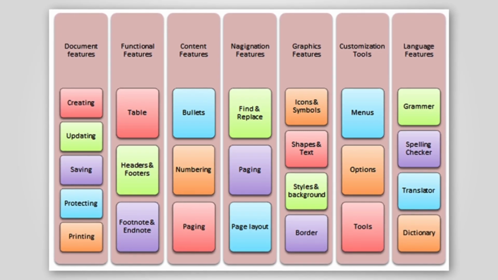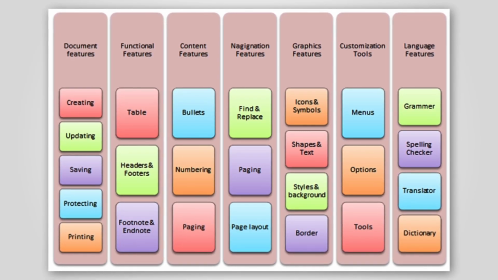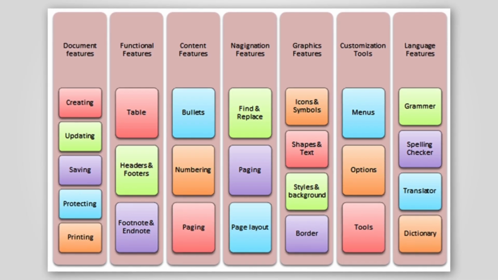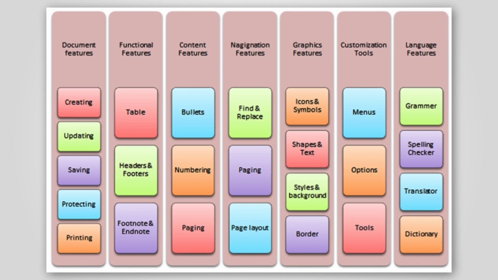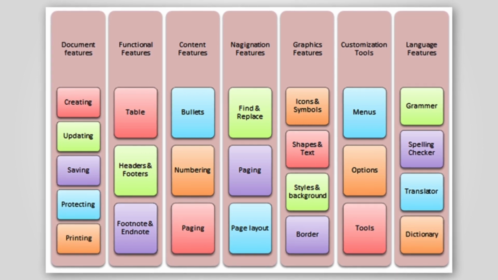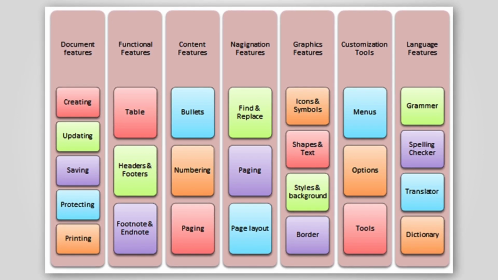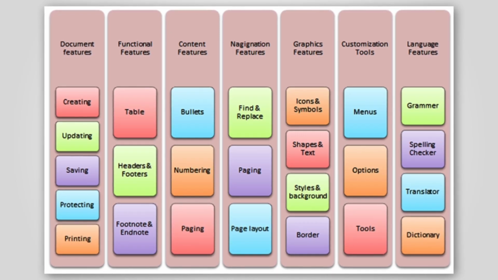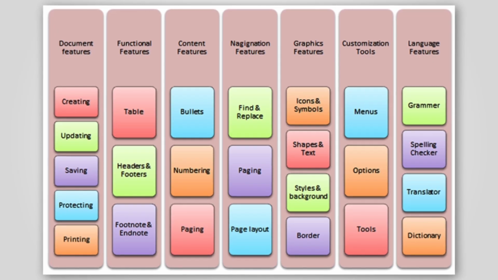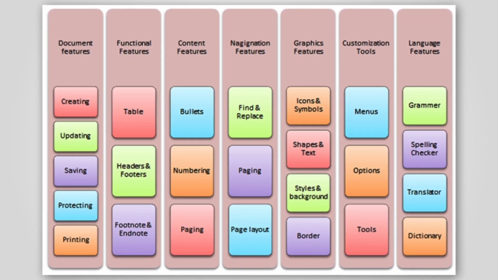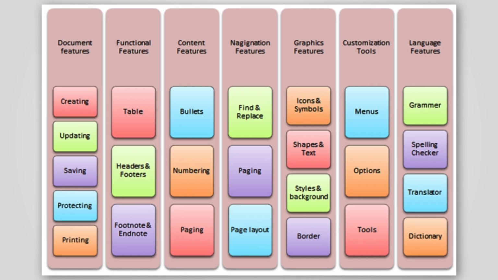So how we are going to do all those things, we will have a hands-on interaction with our learners on the particular things. And then functional features are there where you can make a table, you can make a header and footer, and endnote and footnote, because these endnote and footnote can be very easily worked. And content features are there, that is bullets, numbering, and paging. And then navigation features are there, which talks about find and replace, paging, and page layout.